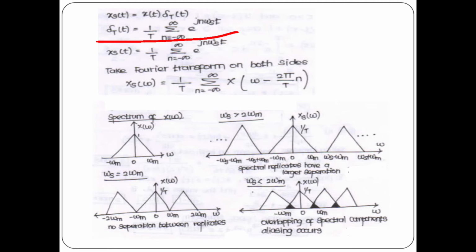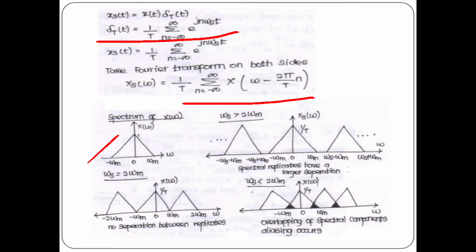So taking Fourier transform on both sides with respect to the equation, we have to substitute x(t) and we will get Xs(omega) is equal to 1 by T summation n equal to minus infinity to infinity X(omega minus 2 pi by T n). So draw the diagram. Spectrum, these are nothing but frequency distributions, or in the other way we can say frequency spectrum of, first picture is frequency spectrum of continuous time signal x(t). So what about the rest of the three diagrams?